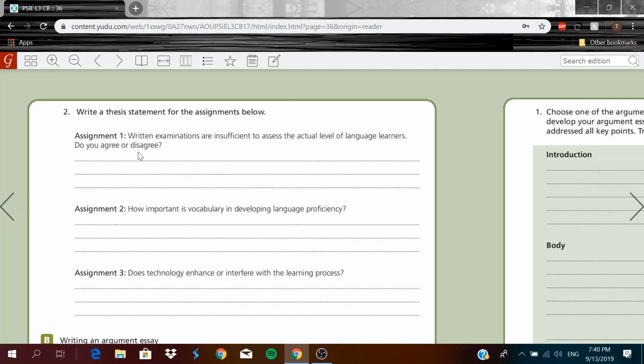So what can I say? Again, your answer may be different. If you disagree, your thesis statement will be different, okay? So I'd say there is more to the assessment of the actual level of language learners than just examinations, right? Looks really clean. So again, written examinations are insufficient to assess the actual level of language learners. Do you agree or disagree? Obviously, I agree, so I'll say there is more to the assessment of the actual level of language learners than just written examinations. Okay? So that was assignment 1.